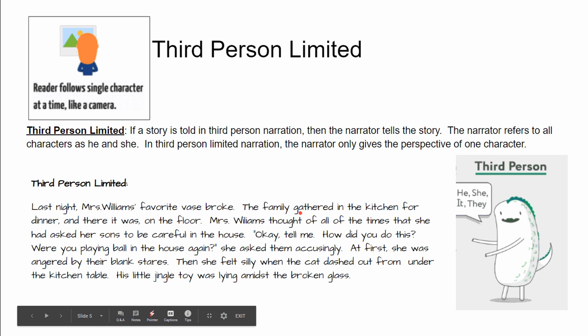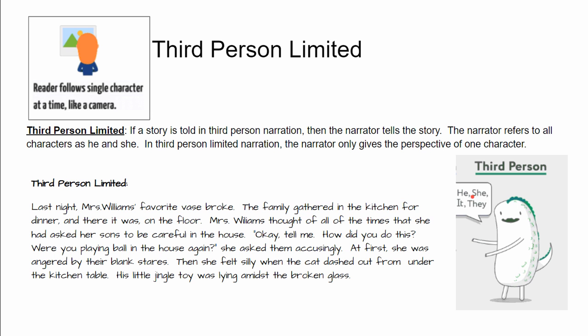We're only hearing the mom's thoughts and feelings. And she's using words like "her sons." "How did you?" She's talking to them. She asked them accusingly. So if we're looking at that picture up here, it's like we're following one single character at a time. Kind of like a camera is just focused in on that one character. And we're hearing what they see in this painting. That she sees the mountains and she sees the sun.